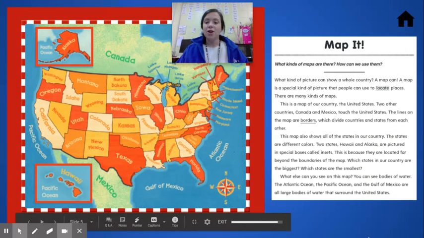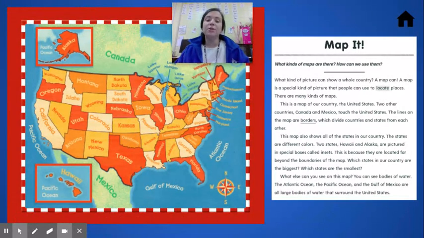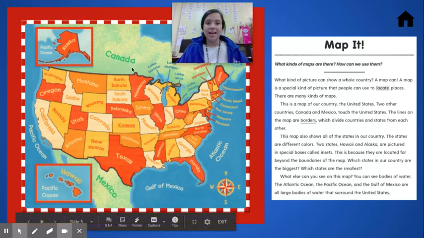Map it. What kind of maps are there? How can we use them? What kind of picture can show you a whole country? A map can. A map is a special kind of picture that people can use to locate places. There are many kinds of maps. This is a map of our country, the United States, just like Miss Bella had said. Two other countries, Canada and Mexico, touch the United States. The lines that touch are called borders.